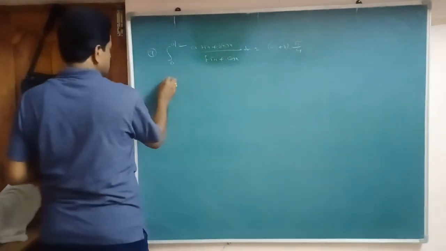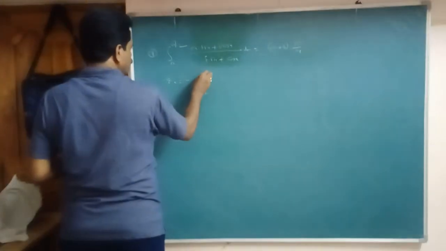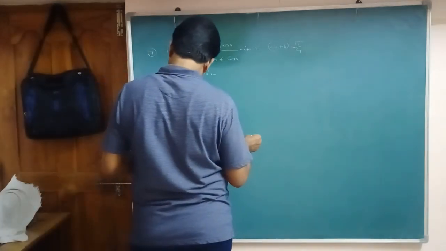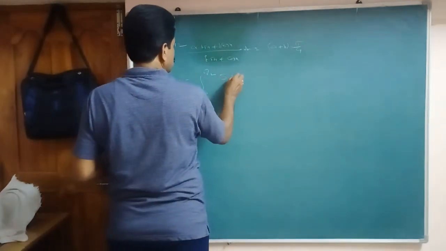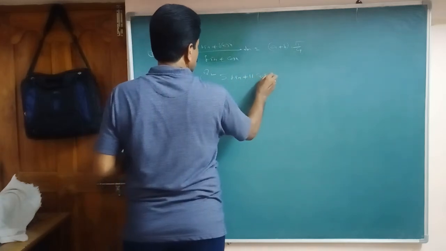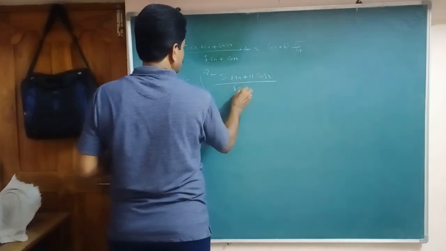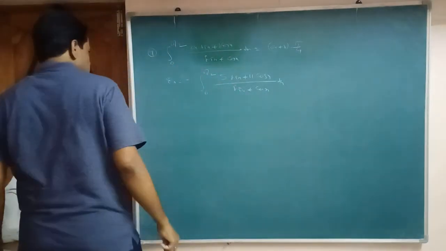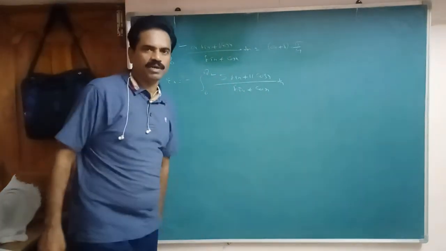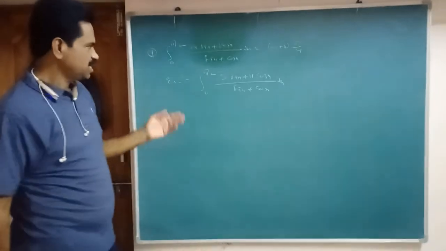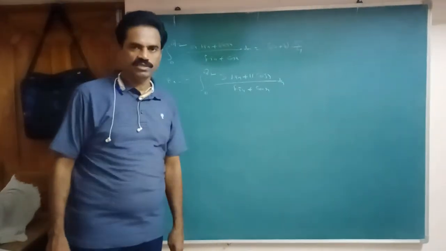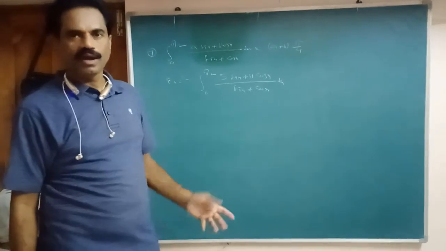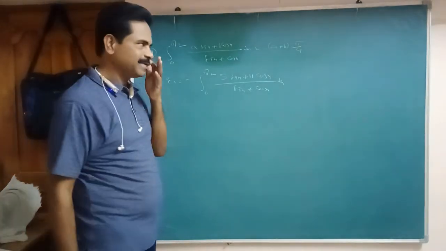Here, for example, integral 0 to pi by 2 (5 sin x plus 11 cos x) by (sin x plus cos x). It is also in IB, it is a 2 marks problem. So here, the same property, integral 0 to a f of x dx equal to integral 0 to a f of (a minus x) dx. Adding 1 and 2, we will get the result here.